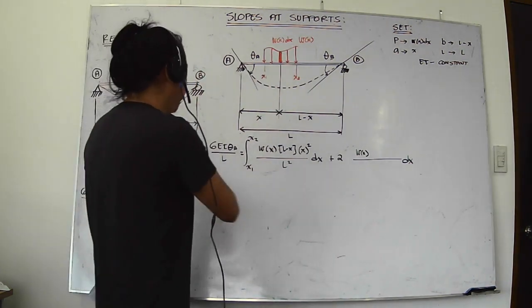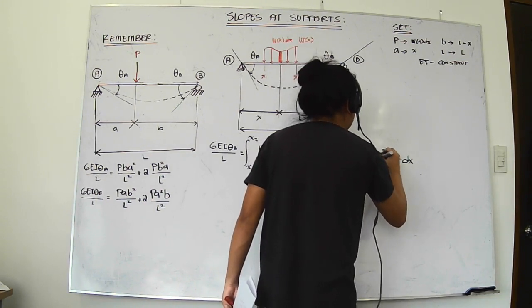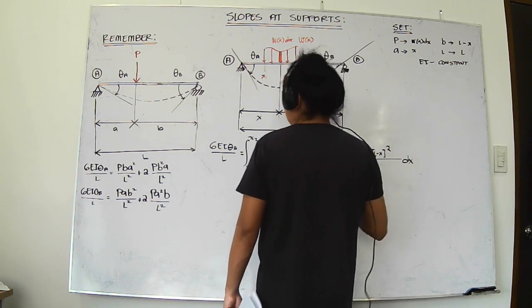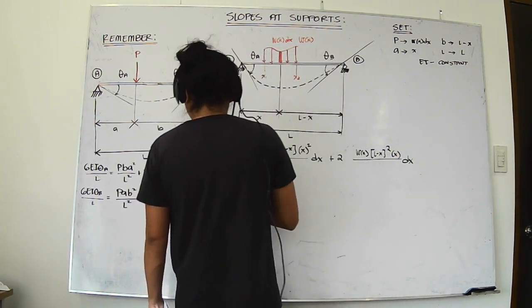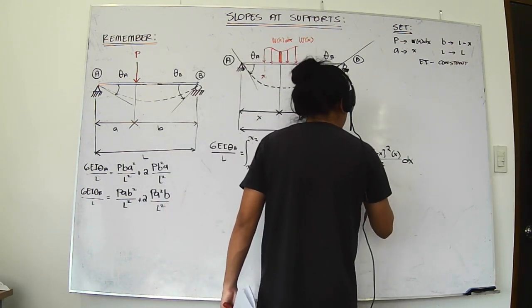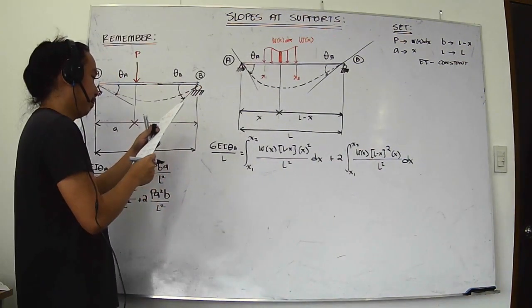Now, for P, B, it is still the same, L minus x. But this time, this is the term that is being squared. A is on wx. It is still L squared. We're integrating this from x1 to x2.